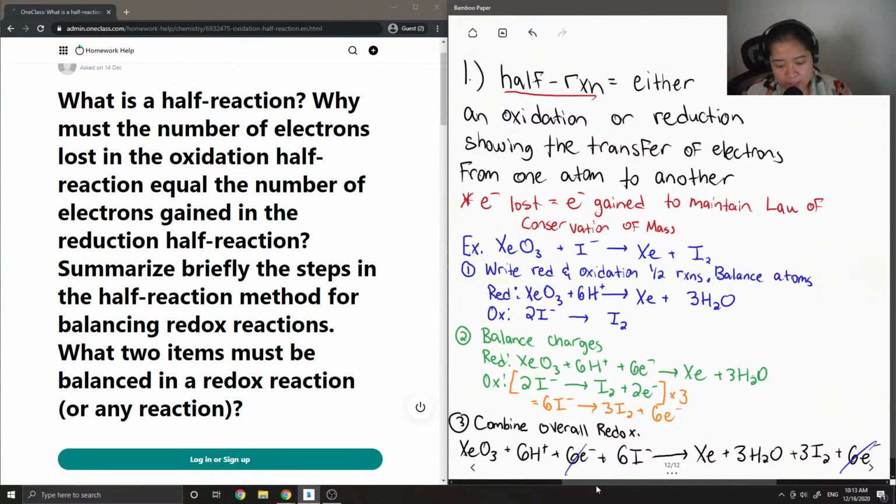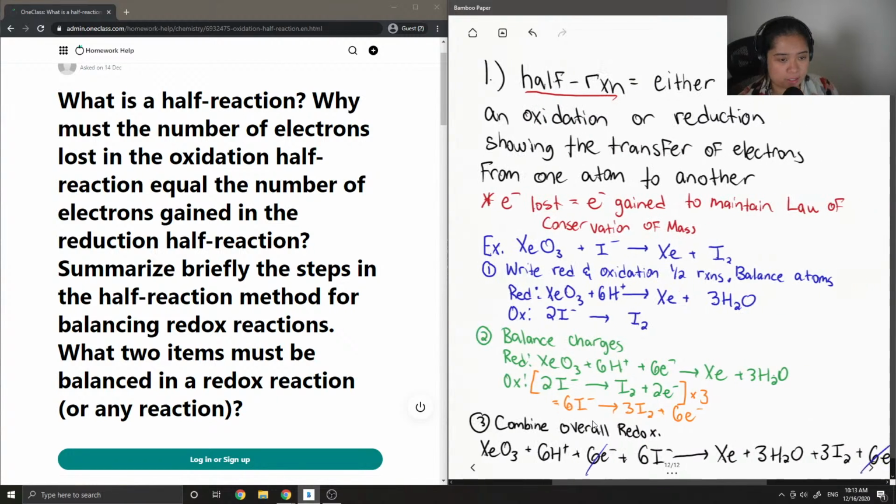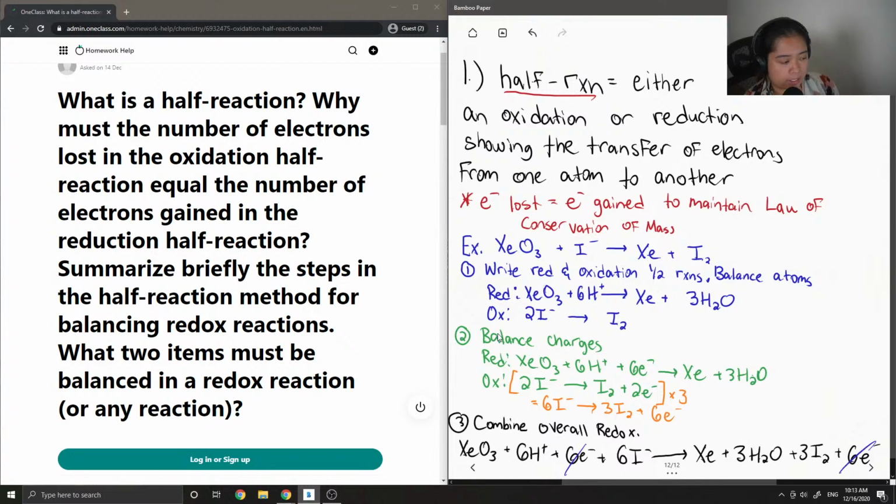So let's double check that everything is balanced. We have 1 xenon on both sides, 3 oxygens on both sides, 6 hydrogens, and 6 iodine. And in terms of the charges, we have 6 positively charged protons, 6 negatively charged protons to neutralize each other on that side, and everything is neutral on the product side. So this is an example of the steps that you would take in balancing redox reactions.